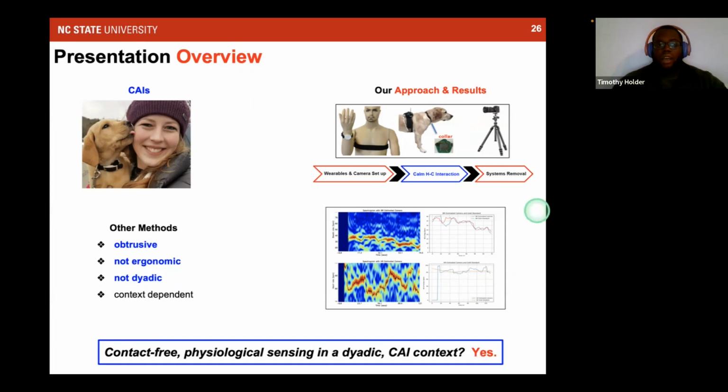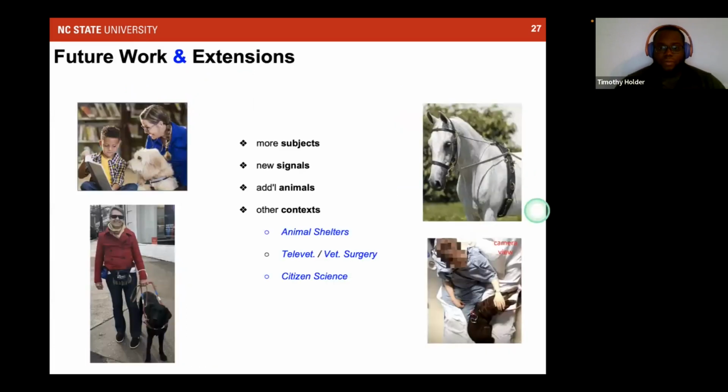All right, and we're going to move on to the next slide. Our next work in this space is going to be to increase the subject count, including more subjects, to investigate some additional signals, like for example blood oxygenation, and to consider extending to additional animals. And since the devices that we used in part of the study are commercially available, there's potential for extension to animal shelter work, various veterinary scenarios, as well as at-home citizen science use.